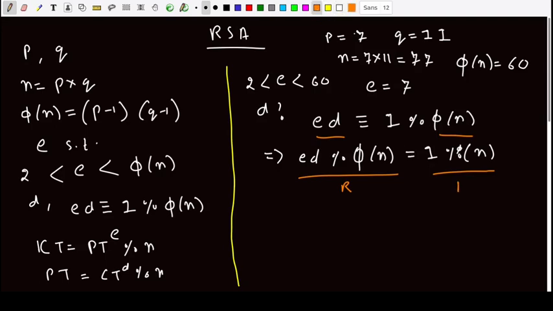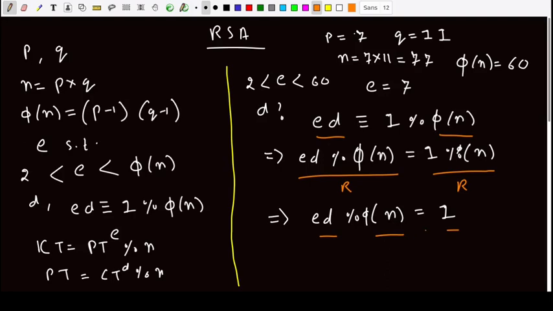So here also you'll get the remainder as r. Let me expand it a little bit. ed modulo phi n equals what? 1 modulo phi n is 1, isn't it? So what it simply means is we have to find a number ed such that when you divide ed by phi n, the remainder should be 1. That is what this equation means.